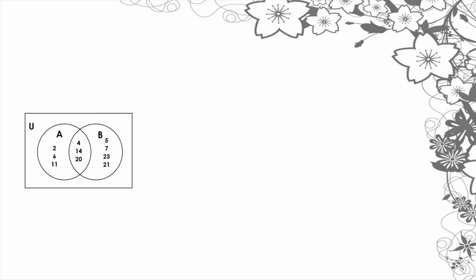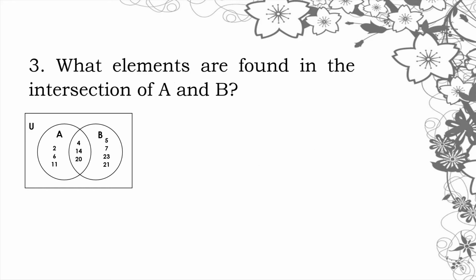Next, question number 3. What elements are found in the intersection of A and B? The elements that are found in the intersection of A and B are 4, 14, and 20.